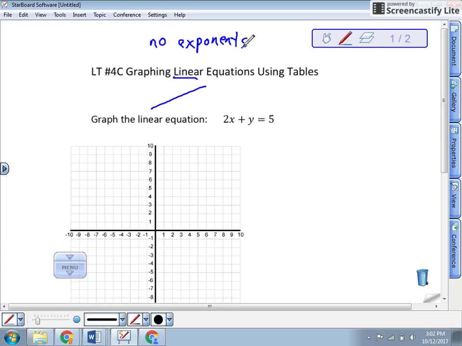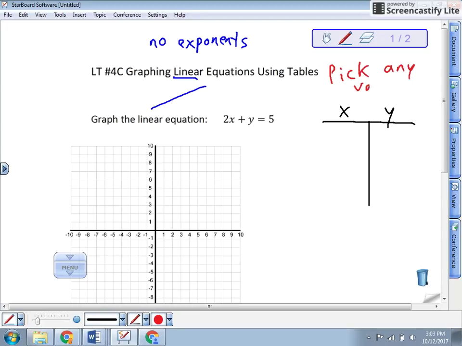So what do I mean by a table? Well, we're going to form a little table over here. We're going to put our x values on the left and our y values on the right. Now, what values do you pick? Well, you get to pick any values you want.